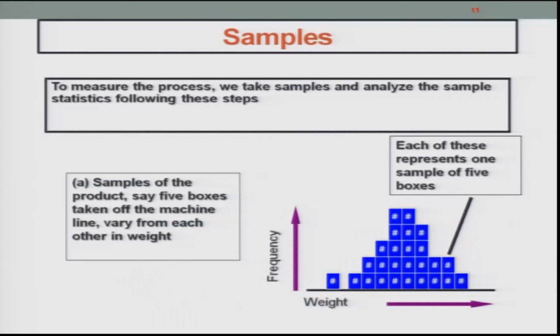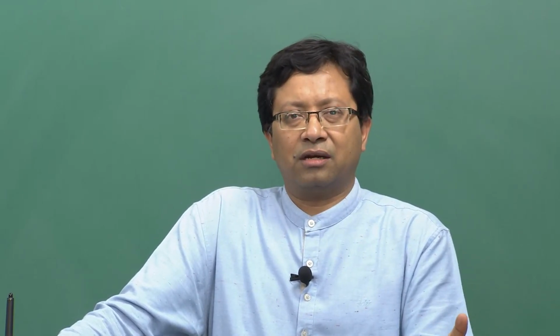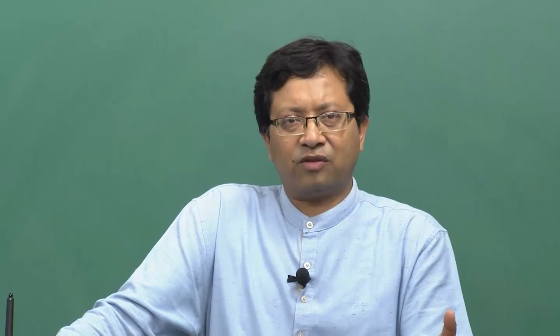So, continuing to that, to measure the process we take samples and analyze the sample statistics following these steps. Samples of the product, say 5 boxes from the machine line, are taken, they have a varying weight, and you find out the weight and try to find the range between which the weights vary. Or say, for example, jam bottles are coming from the production line, or tie rods are being manufactured and coming out of the production line. You measure either the weight of the jam bottles or the length of the tie rod.